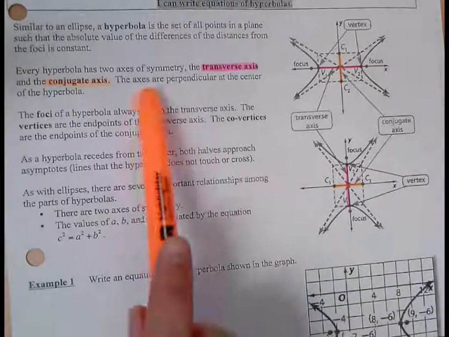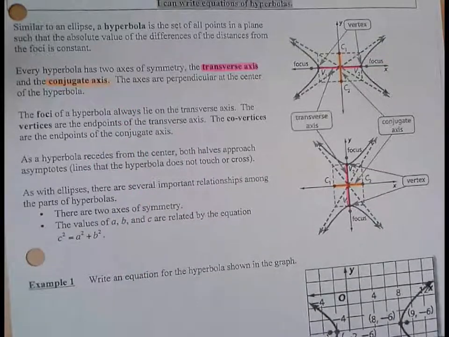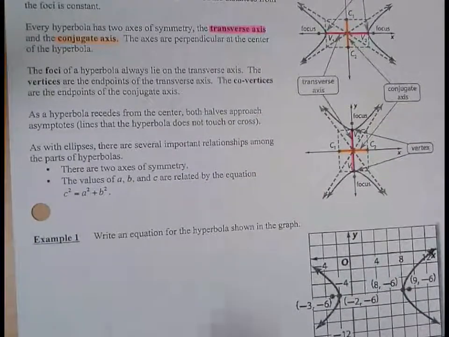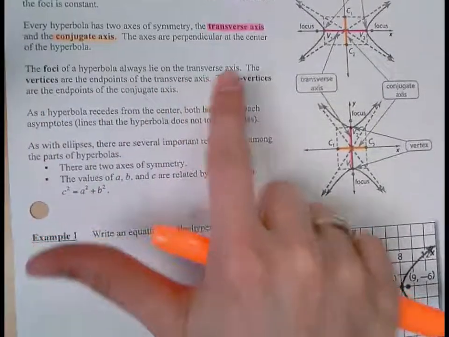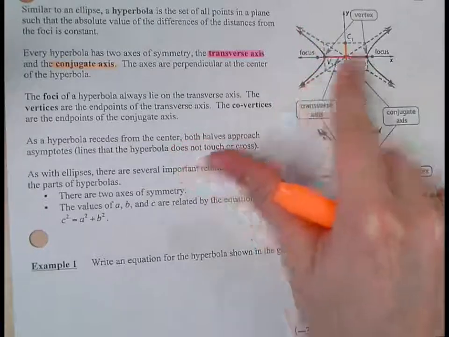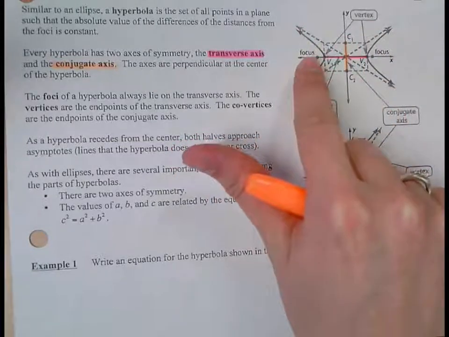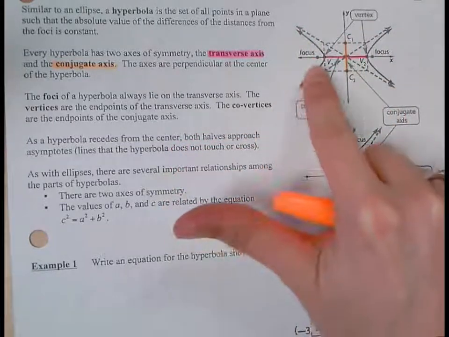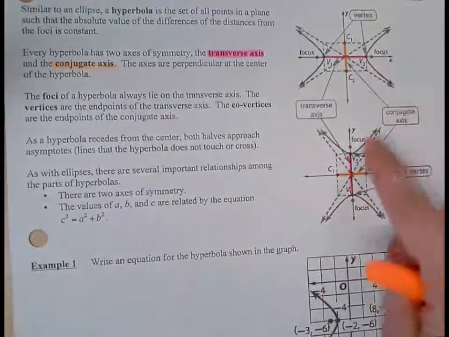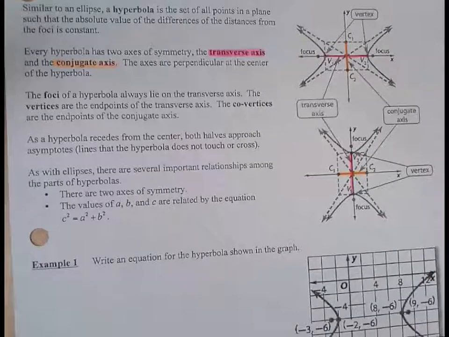It does say the axes, transverse and conjugate, are perpendicular at the center of the hyperbola. And then there are two foci, again that's plural for focus. There are two foci for a hyperbola. These always lie on the transverse axis, so you can see where they are. It's kind of like you have two parabolas again, and just like for one parabola, the focus has to be inside of the curve. So you see the foci are always inside of those curves. So they're past the vertices.